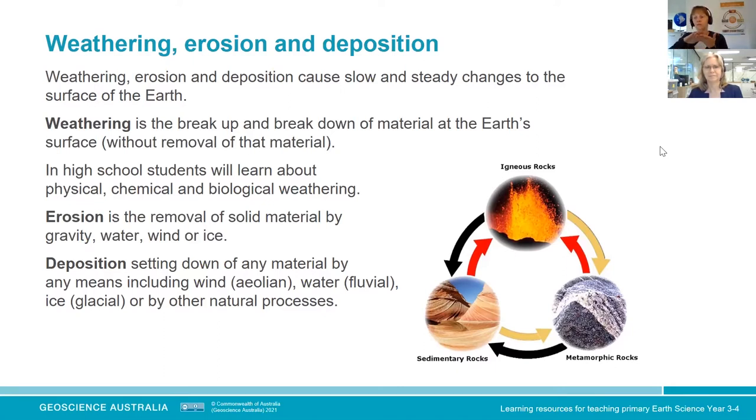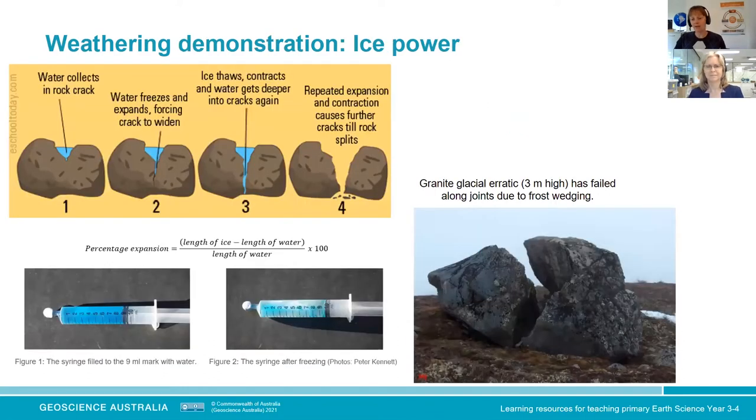Erosion is the movement of that solid material away from where it broke down, usually by gravity, down a slope, by water in a river, by wind or by ice. Deposition is the settling down or the dropping of that material by any means, including wind, water, ice, or other natural processes. I'm now going to hand over to Shona, and she's going to talk through some activities that you could do with your Stage 2 Year 3, 4 students to demonstrate some of these weathering processes.